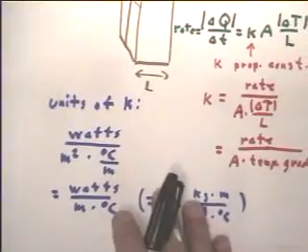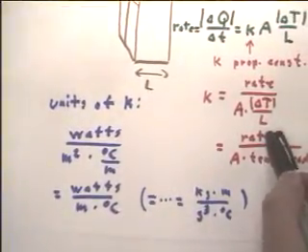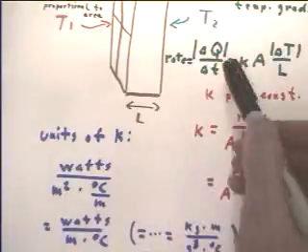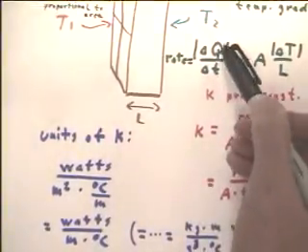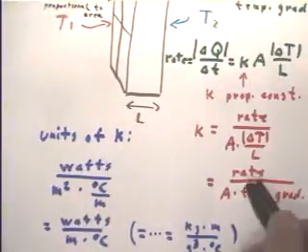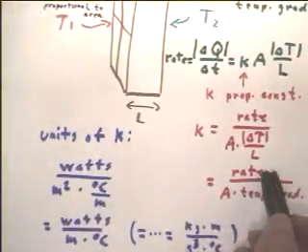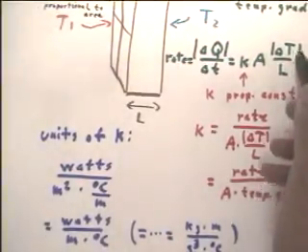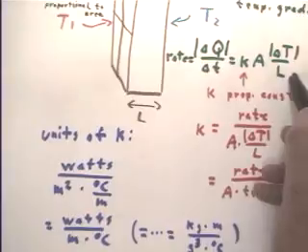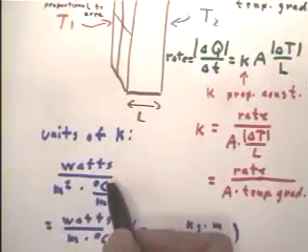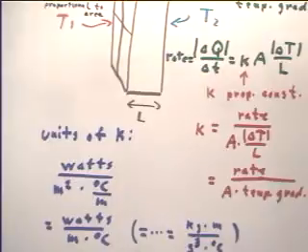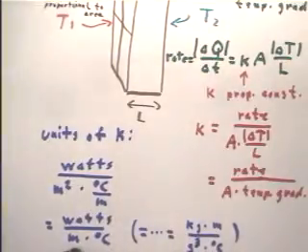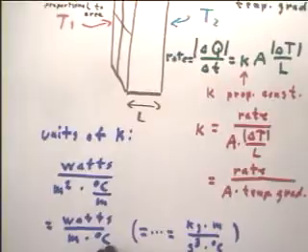The units of K: well, the rate of thermal energy flow, delta Q over delta T, is going to be measured in joules per second, or watts. So the rate of flow is in watts. The area is in square meters, and the temperature gradient is delta T over delta L, that's Celsius degrees over meters. So it's watts over meter squared times Celsius degrees over meters. Now the meter here will divide into the meter squared, leaving us a meter. We have then watts per meter Celsius degree, and that's an acceptable unit for K.